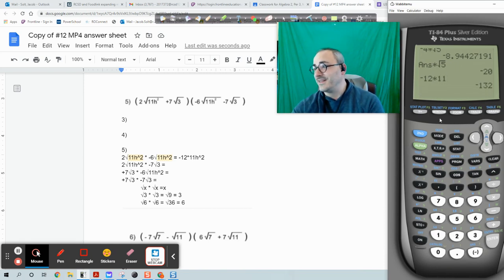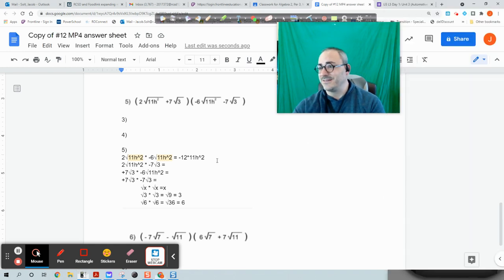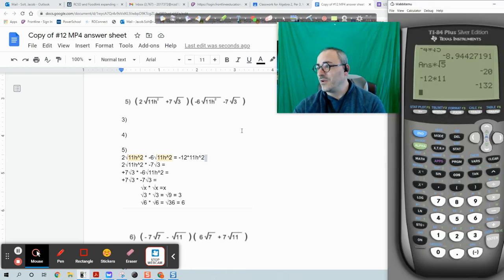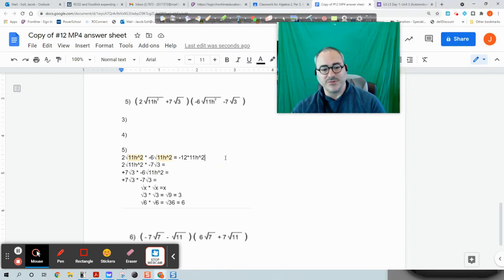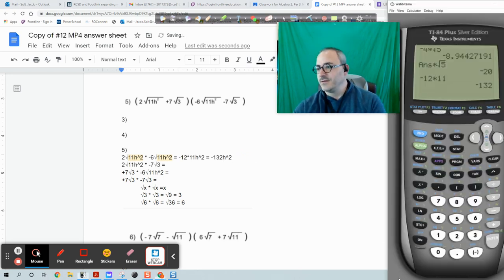132, look at that. I'm glad I didn't just guess it off memory. 132. Oh, it's 11 times 11, that's 121. Okay, well, I'm glad I checked. So it's going to be negative 132. Oop, I need an equal sign here. Equals negative 132 times h squared.